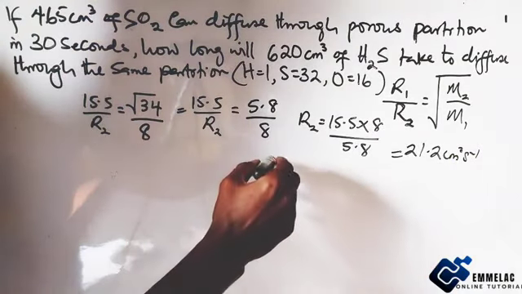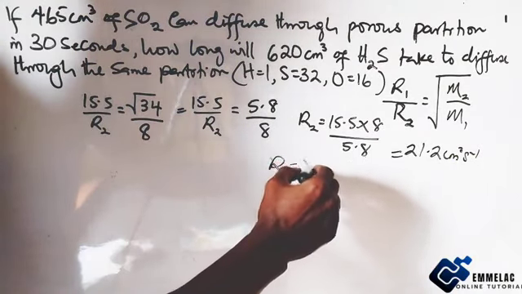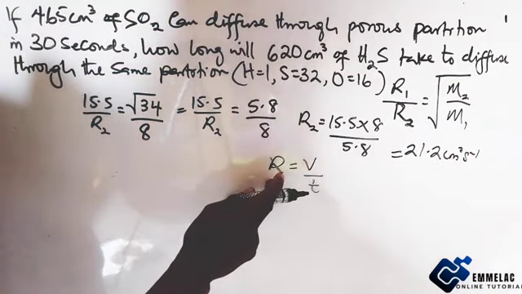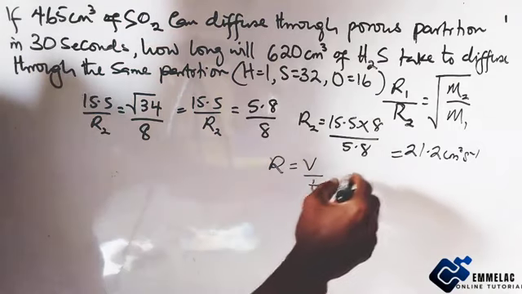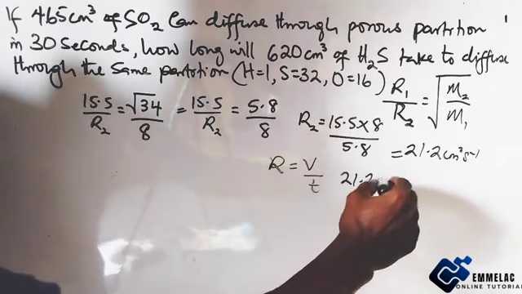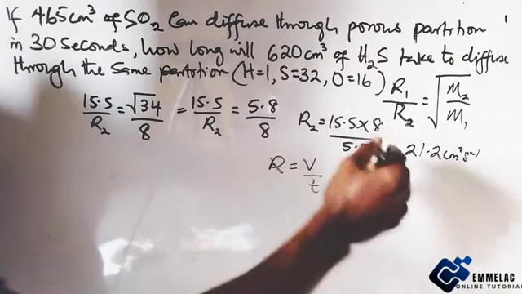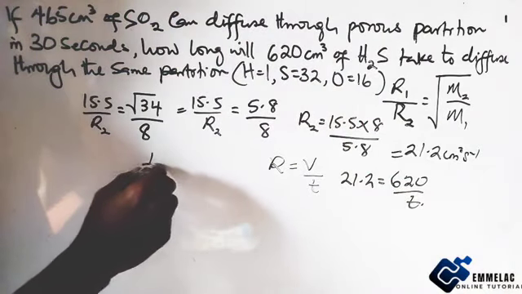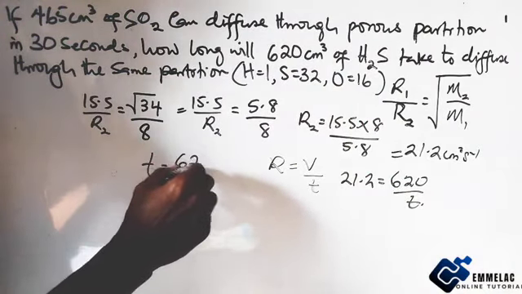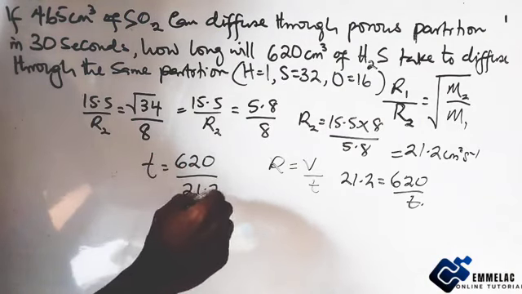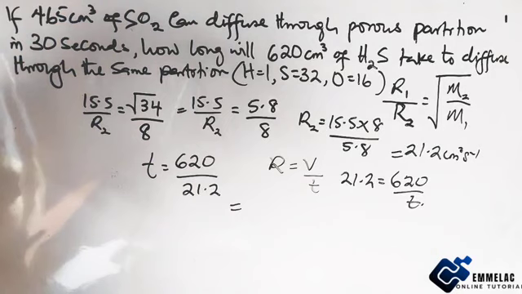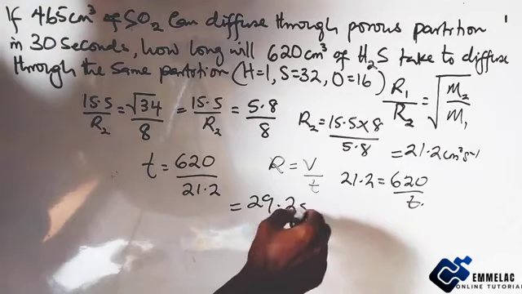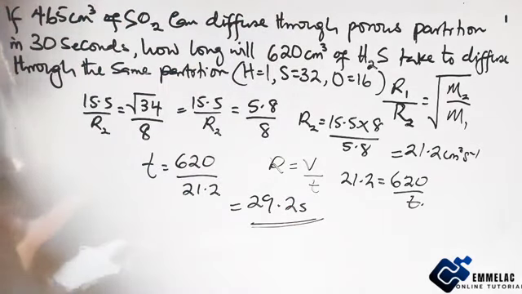Now let us recall that the rate of diffusion equals volume over T, which is the time, and here we've gotten that the value of our rate of diffusion is 21.2. Now the volume is 620 over T. So T here will be 620 over 21.2. Now punching my calculator here, we have 29.2 seconds. Now this is the final answer.